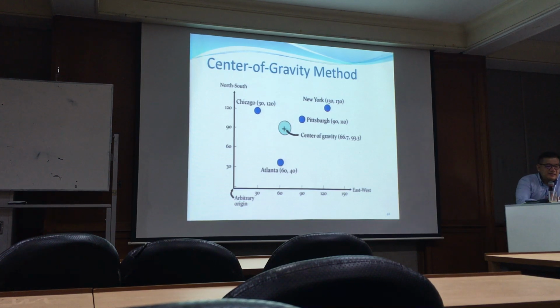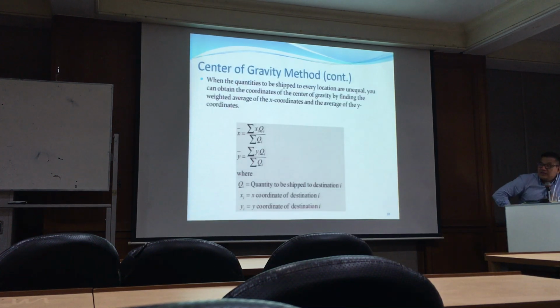So actually, it's using just this formula. But if you deliver equally, you just eliminate the quantities, right? So you have the simple divided form. So this is the detail for location, transportation, and distribution.